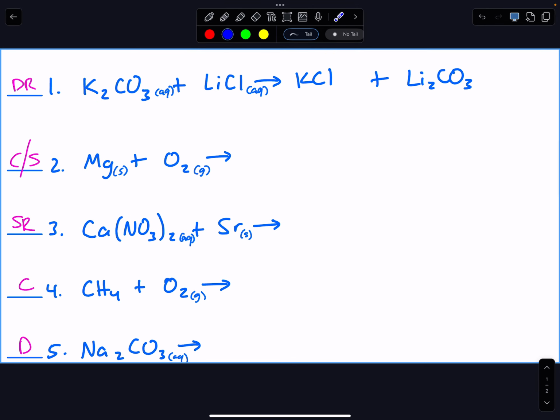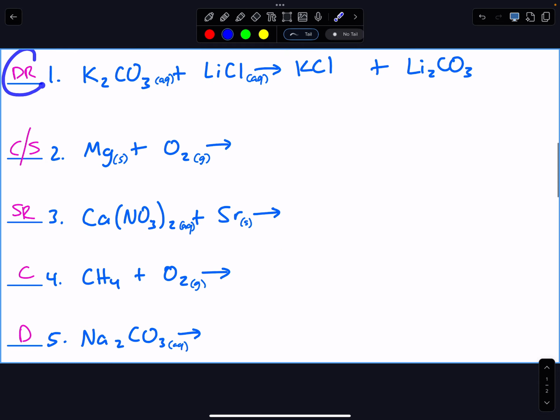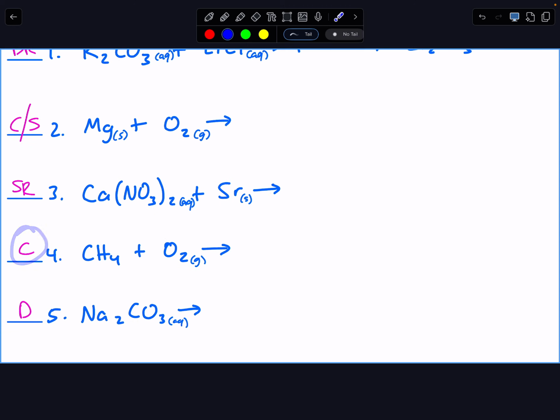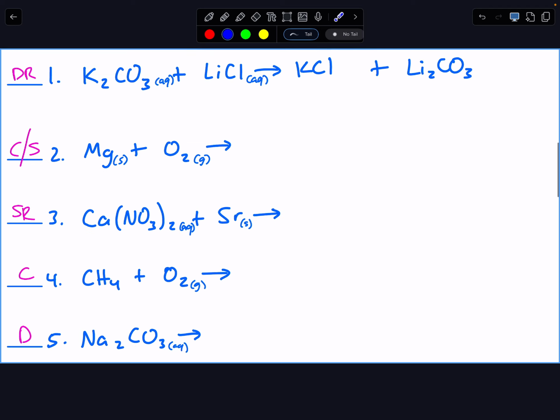So, again, I knew that this was double replacement because I have 2 compounds reacting together. I know that this is synthesis because I have 2 elements. I also know it's combustion because I have oxygen as a reactant. I know that this is single replacement because I have a compound and an element reacting together. I know this is combustion again because why? O2 as a reactant. And I know this is decomposition because I have 1 singular reactant. All of this is in the study guide that I told you about.